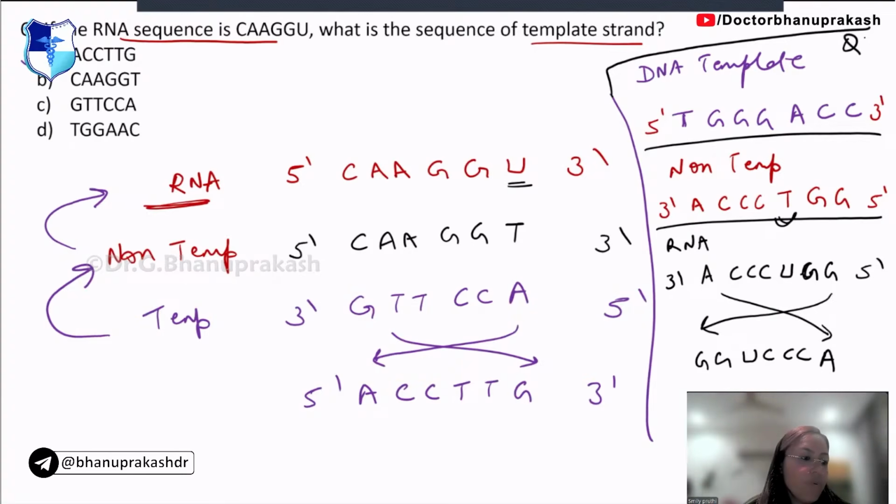Always follow this sequence which I have told you. Only then will you come to the right, correct answer. Don't try to jump the steps. You have to do all these steps in proper sequence. Only then will you come to a correct answer.